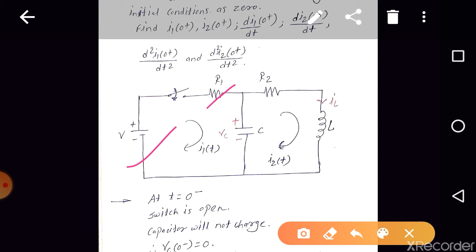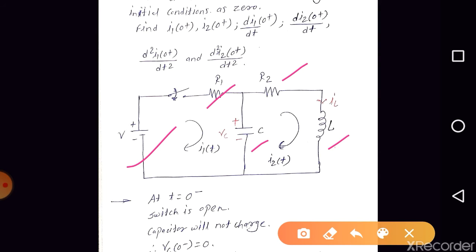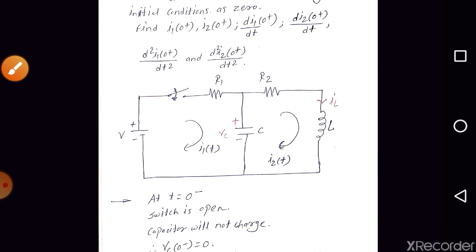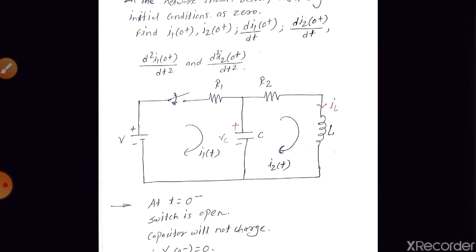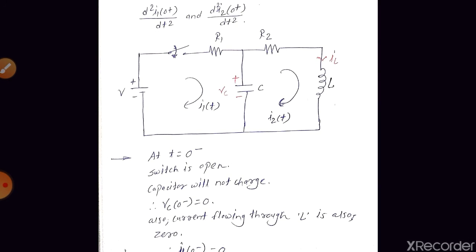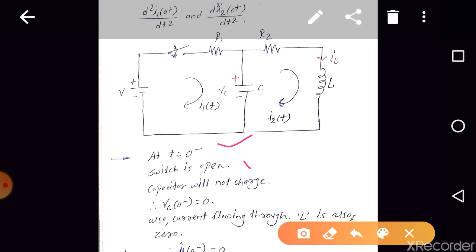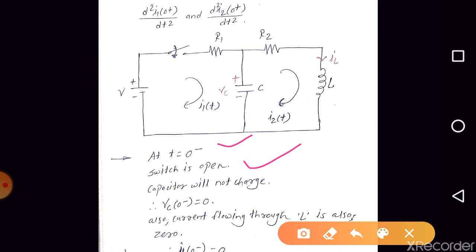Now the circuit consists of R1, R2, C and L. They have not given the values, right? So definitely our expressions will be in terms of V, R1, R2, L and C, in terms of these elements, right? So at t equal to 0 minus, at t equal to 0 the switch is open, at t equal to 0 minus the switch is open.